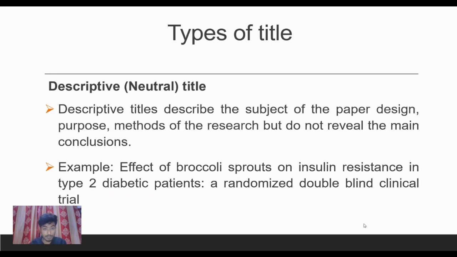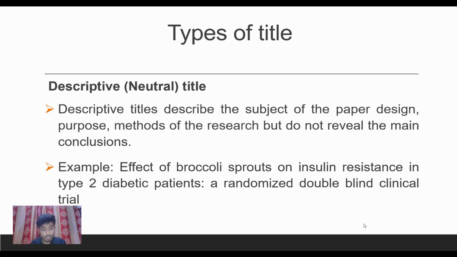Moving to our next slide, we will discuss types of title. There are generally five types of title. First one is the descriptive or neutral title. Descriptive titles describe the subject of the paper but do not reveal the main conclusion. Generally, it contains three essential pieces of information, that is dependent variable, independent variable, and study subject or materials.